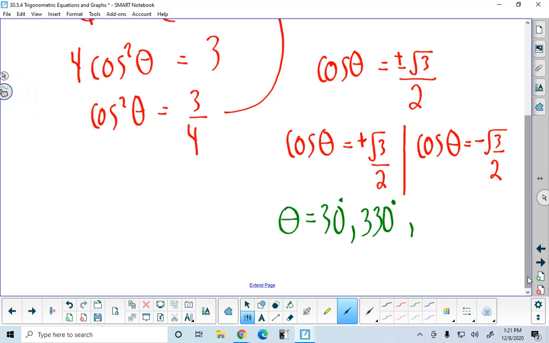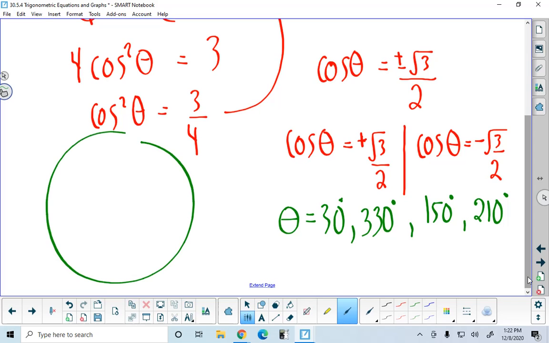Theta over here is going to be 150 degrees, and what I believe is 210 degrees. So I'm just going to ask a couple of you to verify via the chat that those are the numbers we get: 30, 150, 210, and 330.